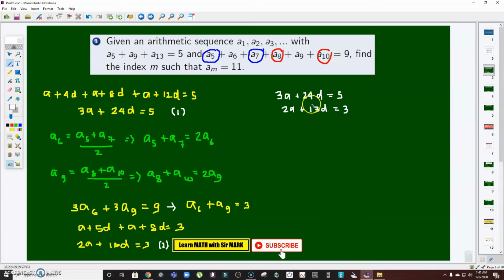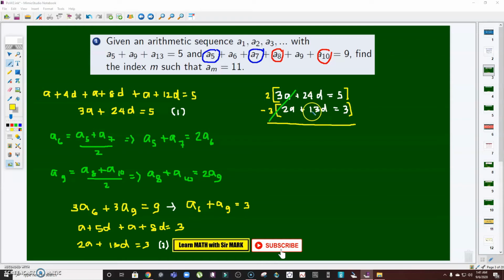There you go. So since we have to eliminate a or d, in this case, it's easier for us to eliminate a because the numbers are small. So to do that, I'm going to multiply this one by negative 3, while this one I multiply by 2. So what will happen? This one will become positive 6a, negative 6a. Definitely, they will cancel each other. Next, this one will become 48d.